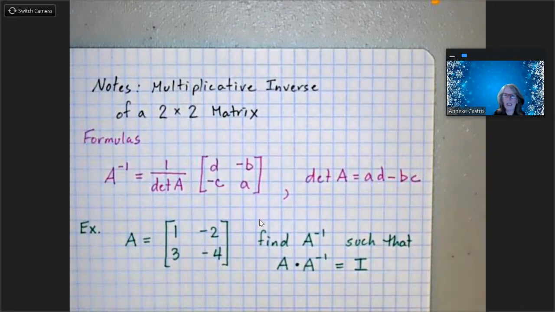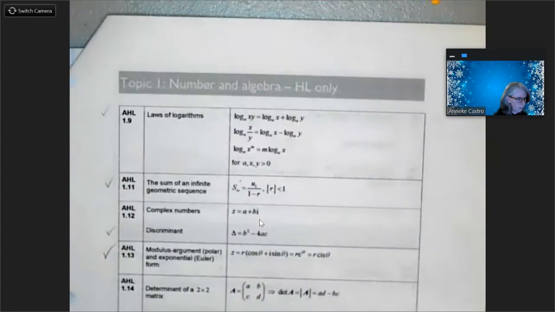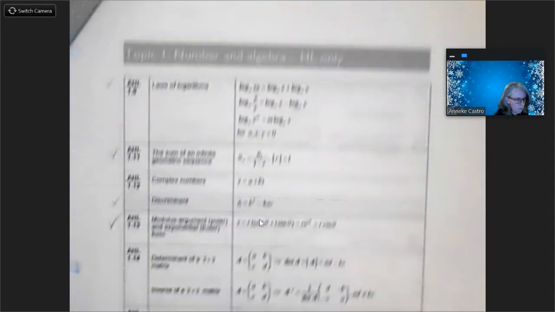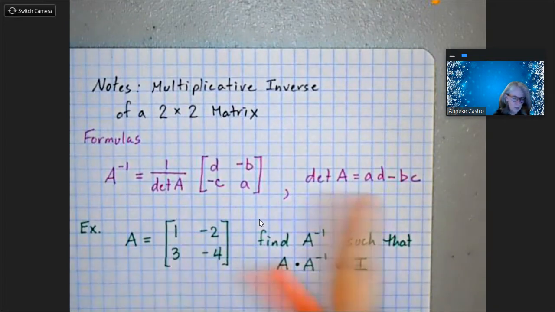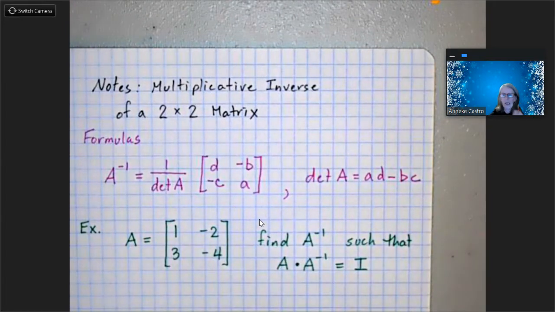We are going to be finding the inverse matrix of a 2 by 2 matrix, also known as the multiplicative inverse. So we have some formulas in your formula packet. Grab your formula packet, and if you look on page 4, we have some formulas pertaining to matrices. There are other formulas pertaining to matrices in other parts of the packet, but these are the ones we need to find the inverse matrix. I've copied those down into my notes so you can see what I'm referring to.